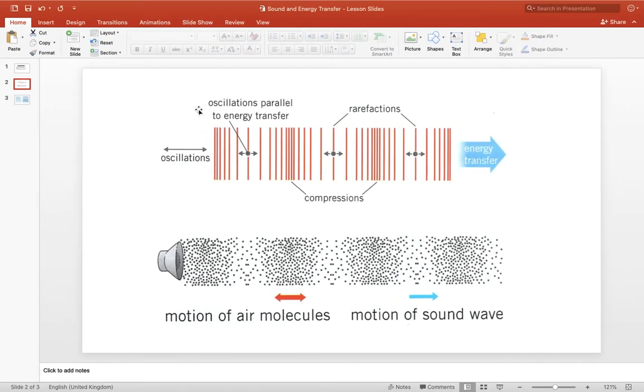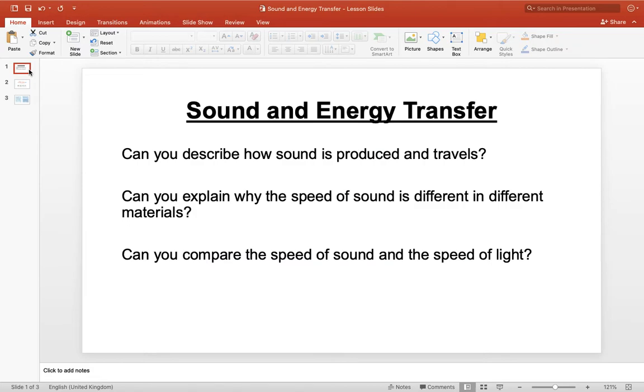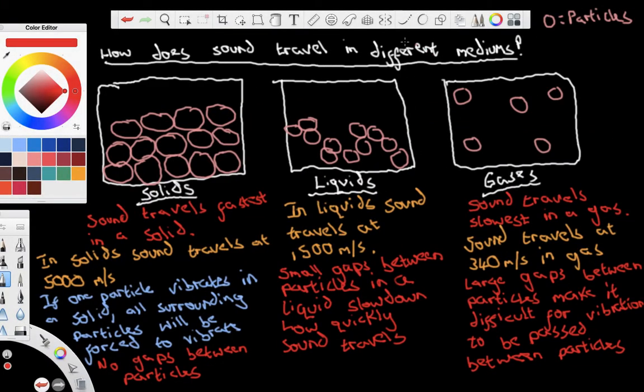So, if we have a look back at our learning objectives, it says, can you describe how sound is produced and travels? It's produced through vibrating objects and it travels as a longitudinal wave. Can you explain why the speed of sound is different in different materials? This is because the particles are closer together in different materials, therefore they pass on vibrations differently. The final one is, can you compare the speed of sound and the speed of light? This should be a fairly easy one to do.